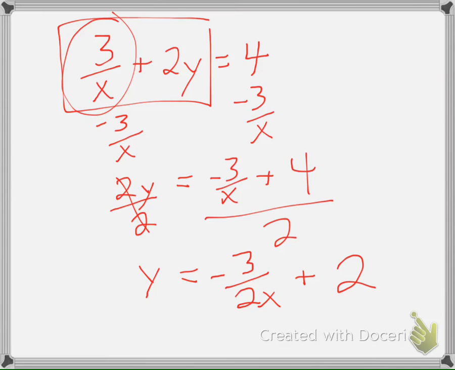Is that y equals mx plus b form? Nope. Because where's my x? Am I multiplying 3 halves by x? Nope. I'm multiplying 3 halves by 1 over x. Right? Because if it was multiplied by x, x would be on the top or out in front of it. This is not being multiplied by x. So this is nonlinear.